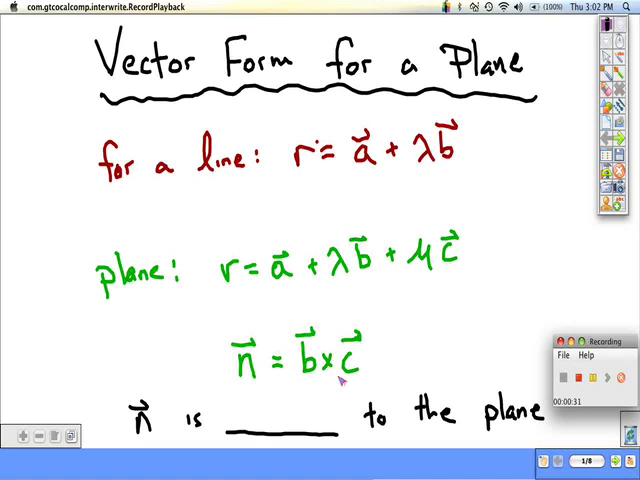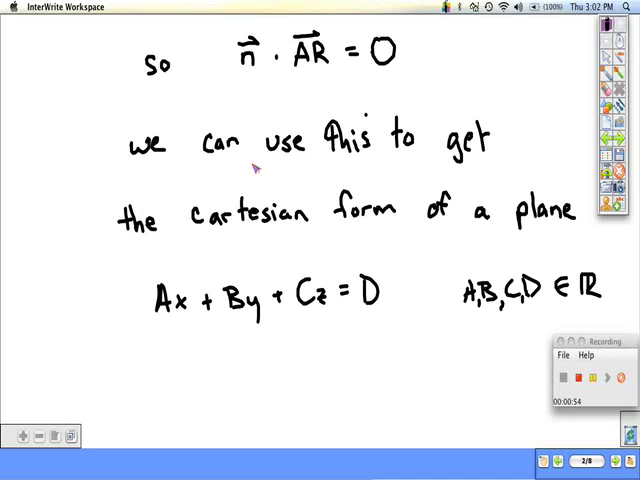N is what we call the normal to the plane. It is the cross product of the two direction vectors, and N is always going to be perpendicular to the plane, because the two vectors B and C are in the plane, and the cross product always finds something perpendicular to those two vectors. So if we have any vector in the plane, call it AR, and we take the dot product of that vector with N, we'll get 0 because they're perpendicular. Dot product equal to 0 means perpendicularity.